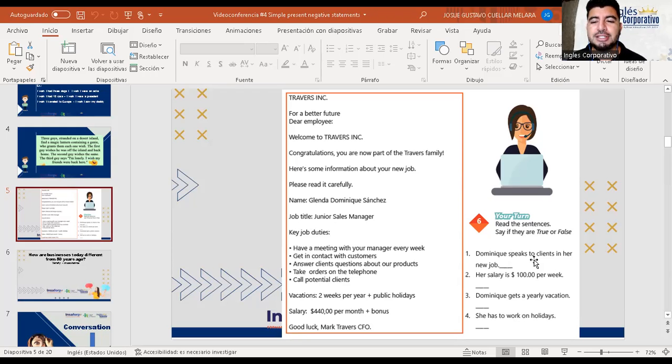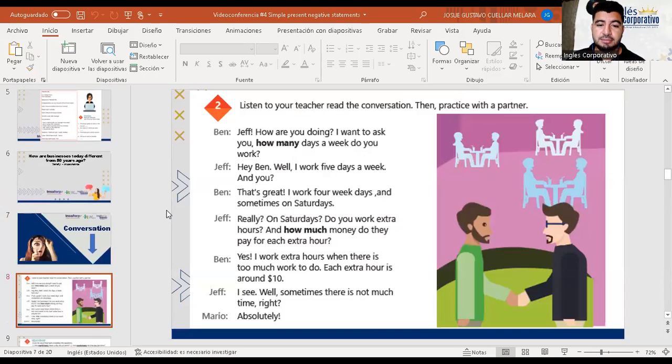Three, Dominique gets a yearly vacation. Well, actually she has 2 weeks per year, but she also received public holidays. So it is like more vacation than one per year. And four, she has to work on holidays. Well, actually, that is false, since in the vacations details, it says 2 weeks per year plus public holidays. So she's free on holidays.